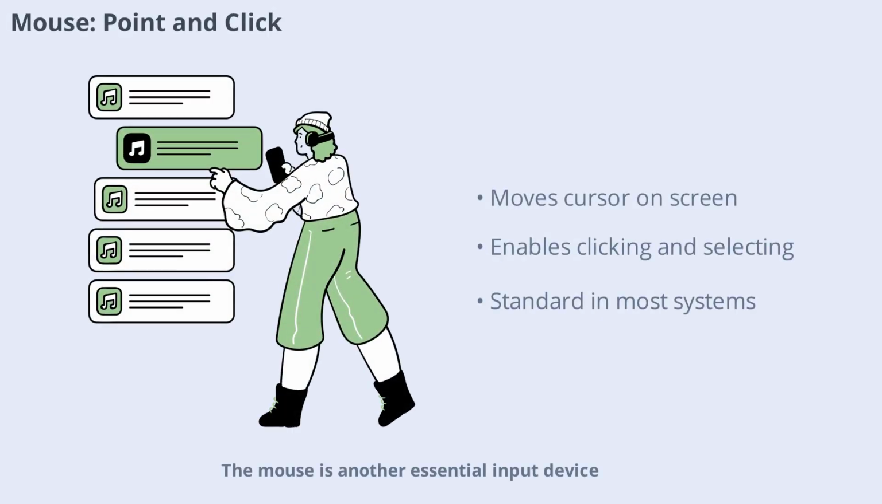Mouse is another essential input device. It lets you move a pointer on the screen, making it easy to select, click, and open programs or files. With just a simple movement of your hand, you can navigate through menus, drag items, and interact with software. The mouse has become a standard part of most computer systems, and its design has evolved to include features like scroll wheels and extra buttons for added functionality.